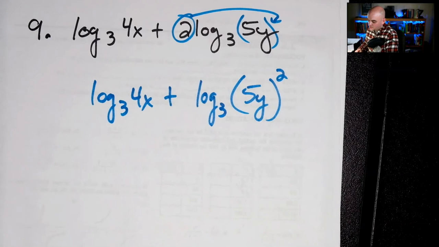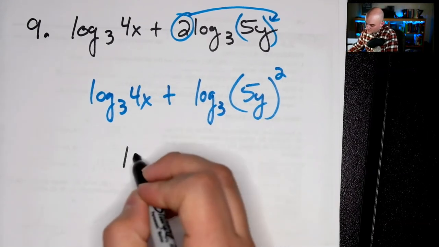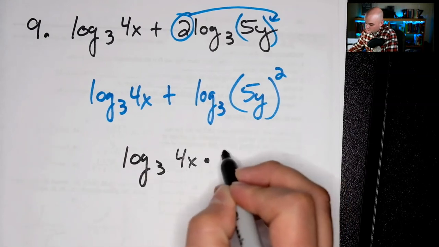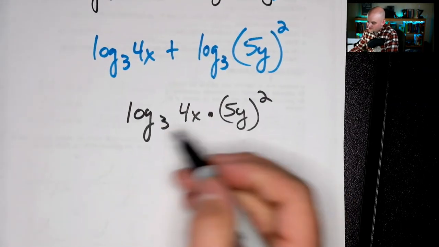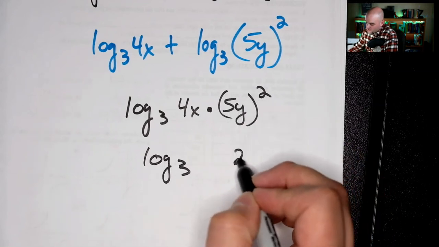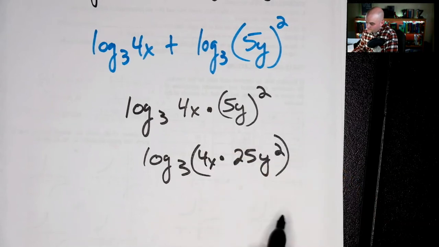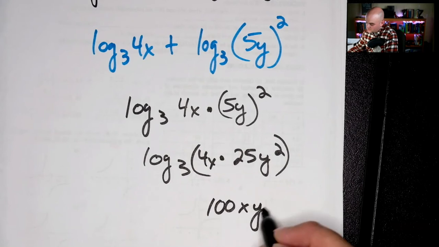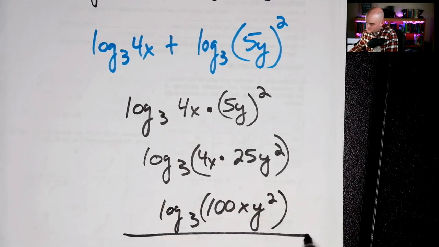The next thing I can do is, because of that plus symbol, I can combine these using multiplication. So I've got the log base 3 of 4x times 5y quantity squared there. I can clean this up a little bit more. 5 squared is 25, and y squared is y squared. And then 4 times 25 is 100. So I get 100x y squared and log base 3 of that.